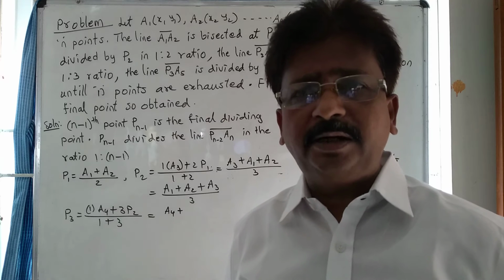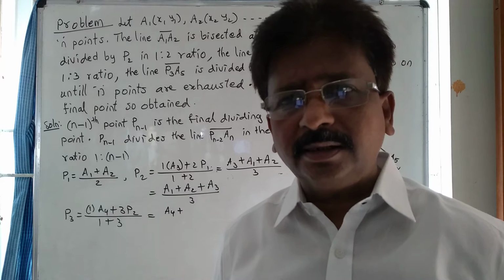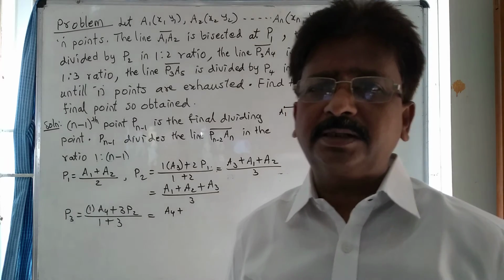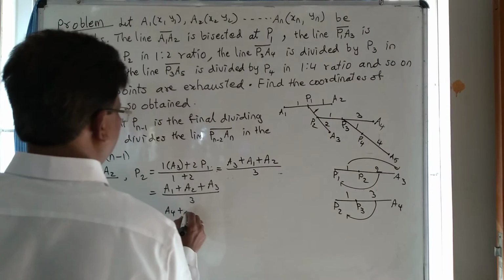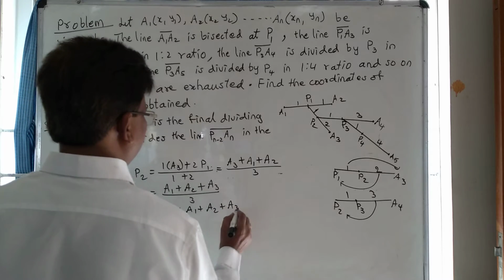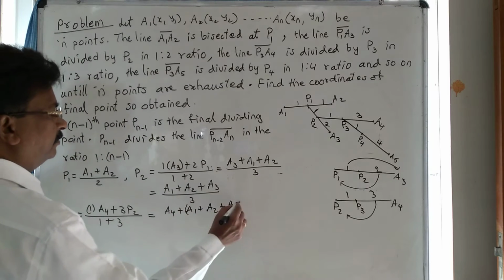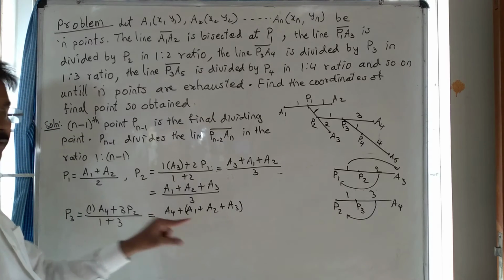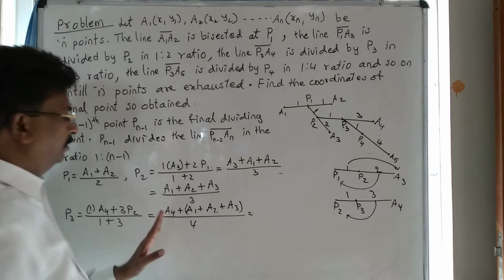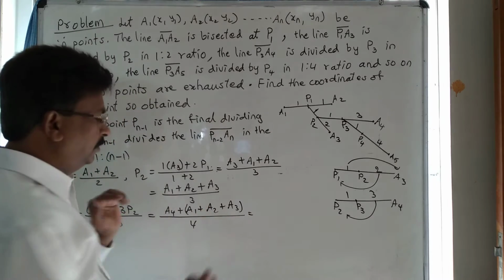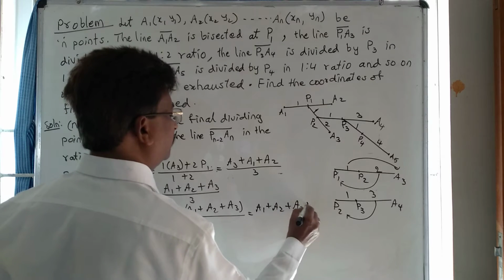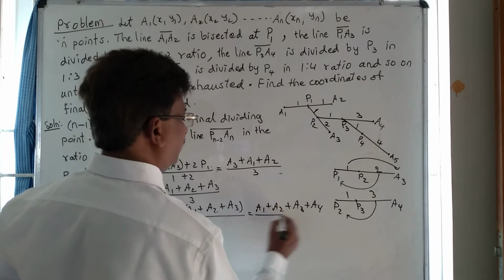You do the cross multiplication, then the 3P2 value equals A1 plus A2 plus A3. Now this is the 3P2 value divided by 4. So I will just rearrange the points: first A1, next A2 plus A3 plus A4, divided by 4.